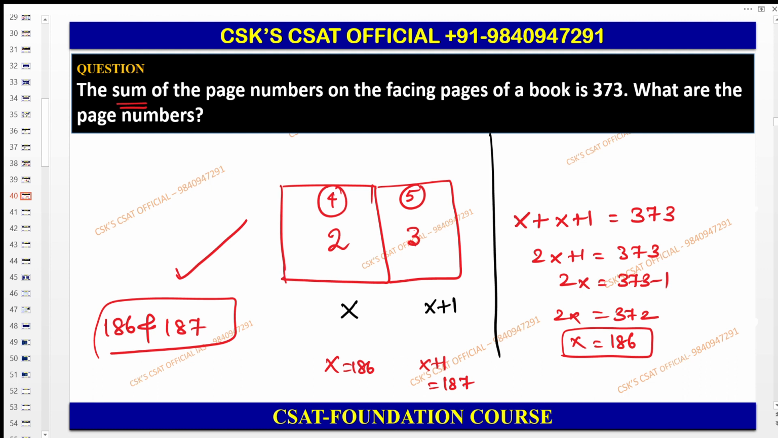Yes, sir. Okay. Don't add. What are the page numbers? That only you need to see. The addition is already provided here.